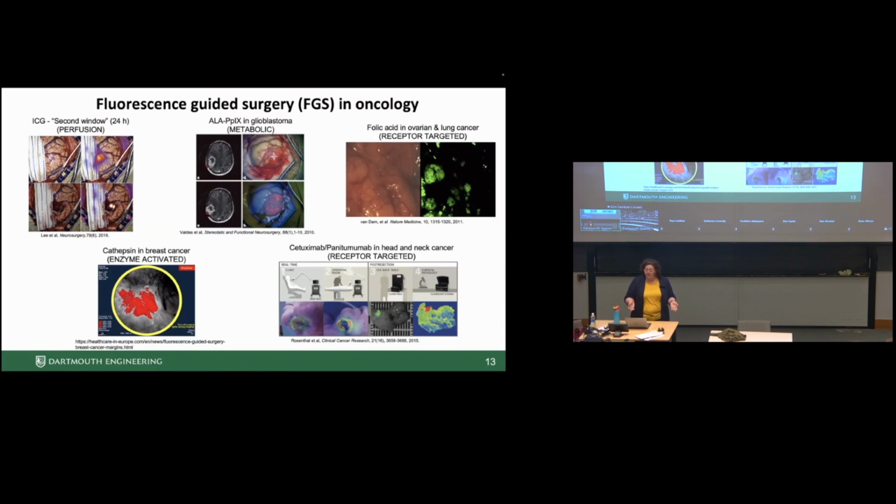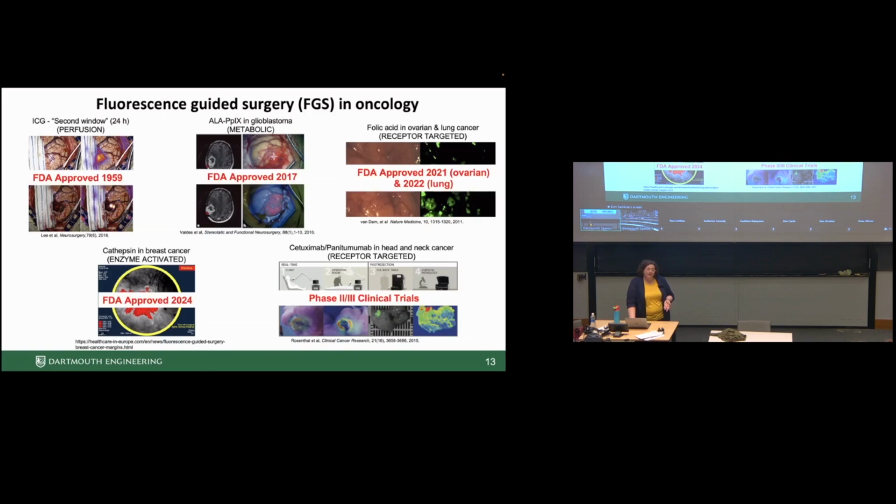This was clinically approved. We also have receptor targeted and enzyme targeted. So this is really more the frame where I'm working in, where we're looking at targeting proteins of interest. And these are, for example, folate cancer and ovarian and lung cancer, cathepsin and breast cancer, and then epidermal growth factor receptors for epithelial cancers such as head and neck cancers.